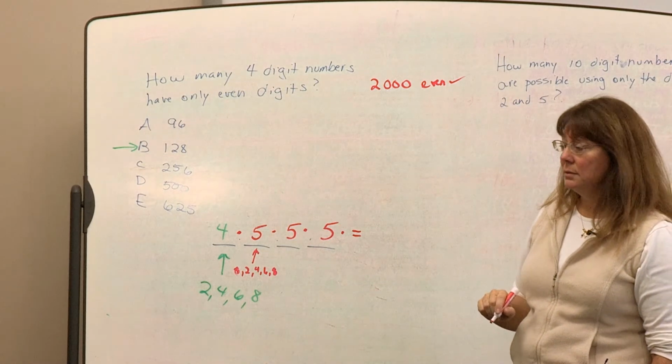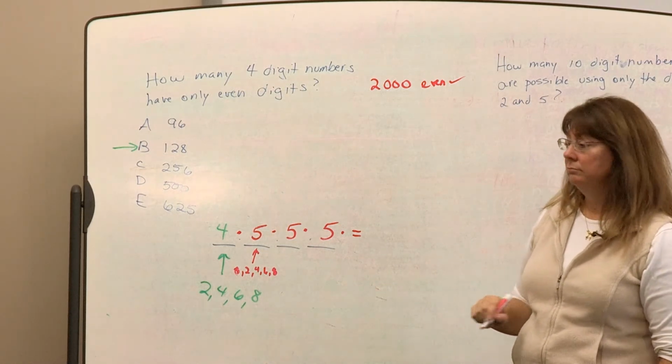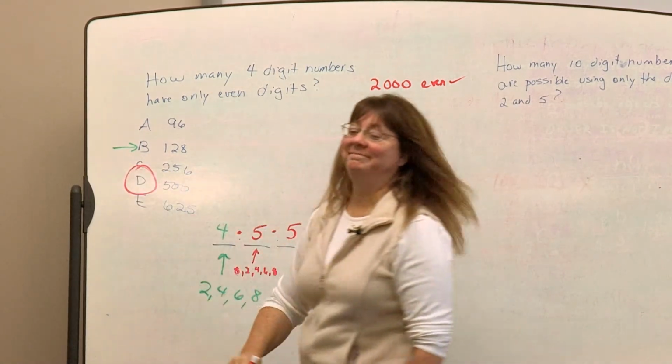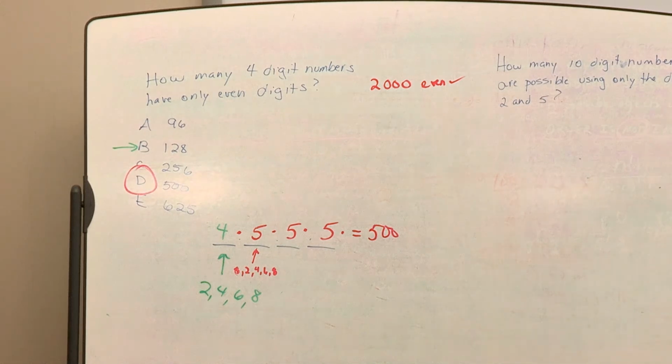which choice does it look like we should go for? 500. More than you thought. So you can use the idea of the blanks to answer some of these types of questions as well.